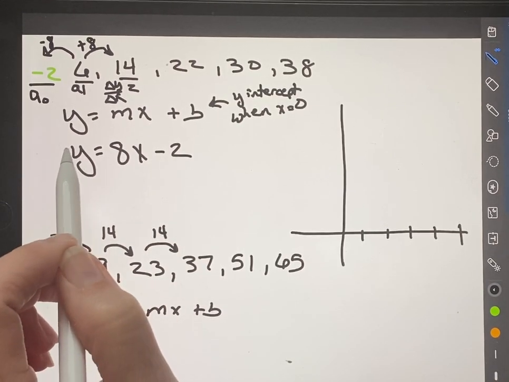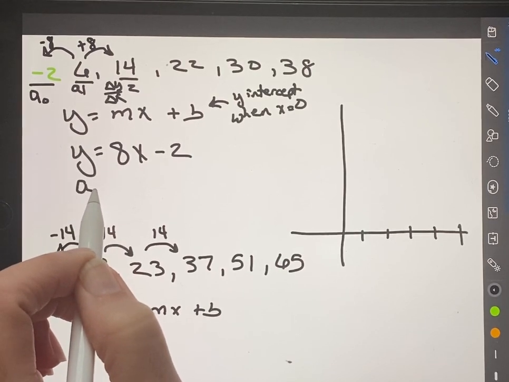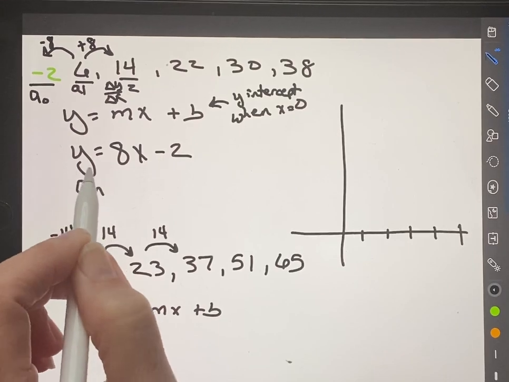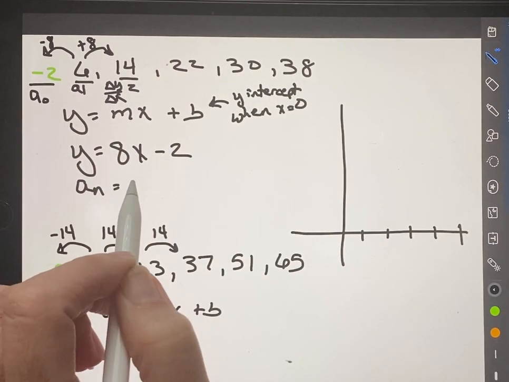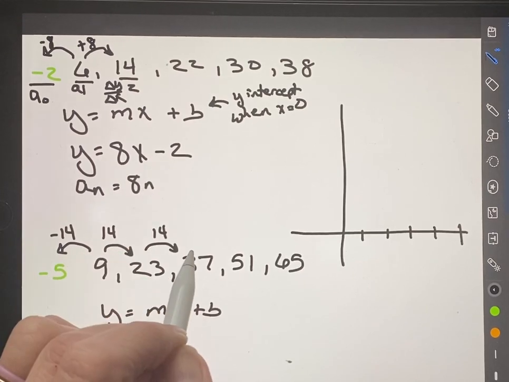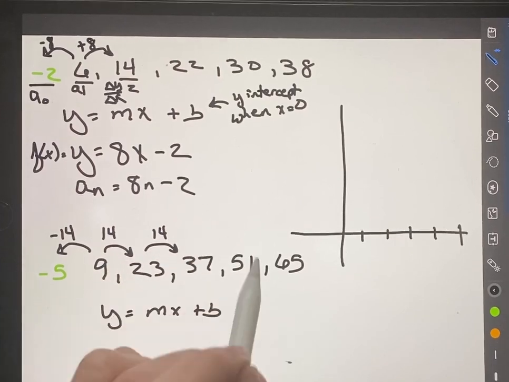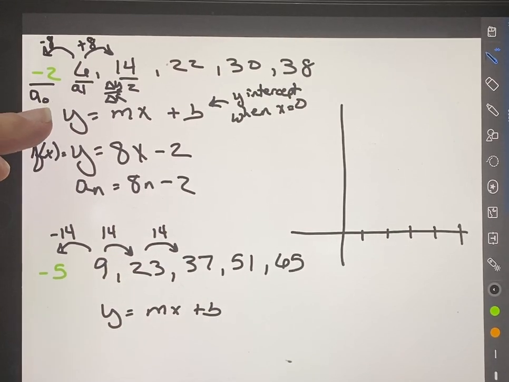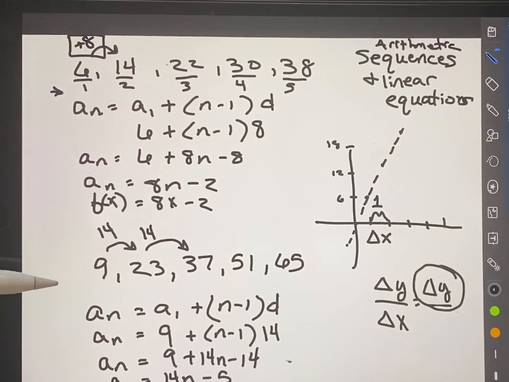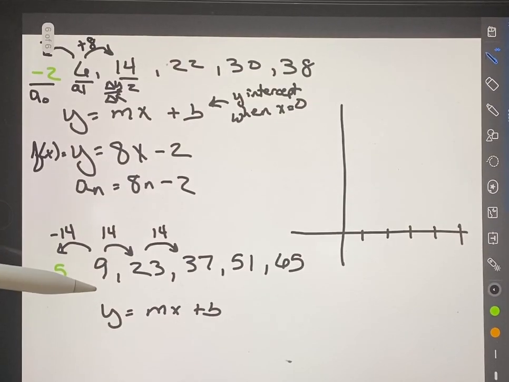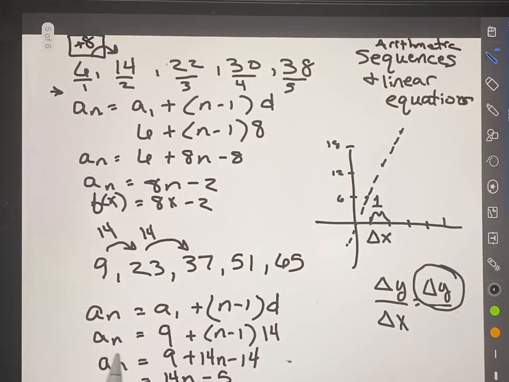So we have come up with any y value, which could be written as a sub n. Any term value is 8 times that term, because this is really f of x, minus 2. And let's see if we have consistency. 8n minus 2. 8n minus 2. We got the same answer, so it seems to be true. Let's look at this last one.